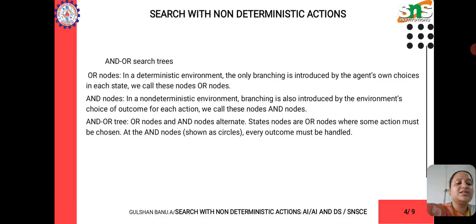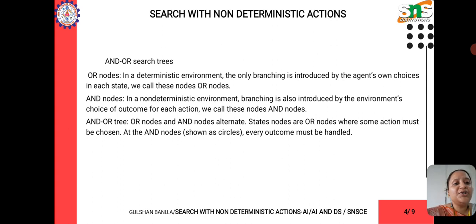So the first one is the AND-OR search tree. The AND operation will perform both the operations in a very effective way, and the OR operation will be based on the choice-based action. Now, in a deterministic environment, the only branching is introduced by the agent's own choice in each state. We call these nodes the OR nodes. When you are focusing on non-deterministic actions, branching is also introduced by the environment's choice of outcome for each action. We can call that an AND node.